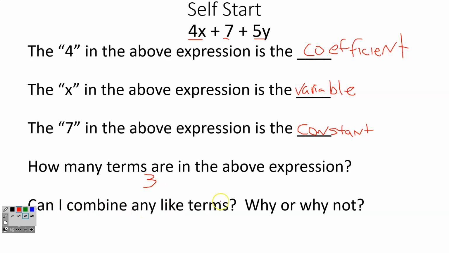Can I combine any like terms? Well, this one has an x for a variable. This one doesn't have a variable at all. This one has a y for a variable. So no, you cannot combine anything because they don't have a variable in common.